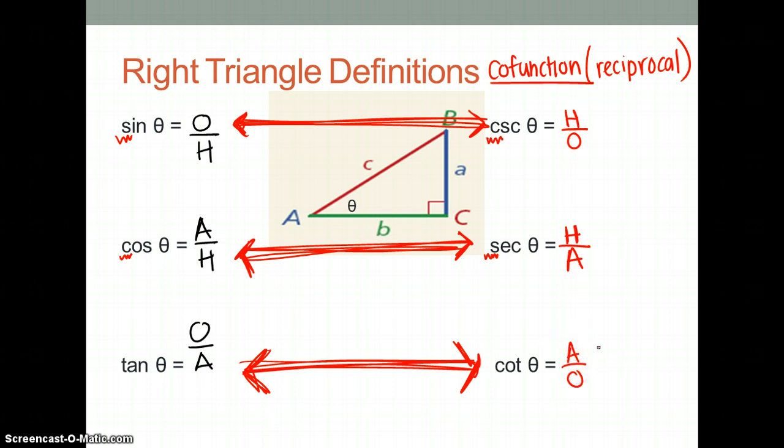There are going to be lots of things you can do with this when you get into pre-calc and talk about trig identities and things of that nature. But for right now, we're just identifying what the 6 trig functions are.